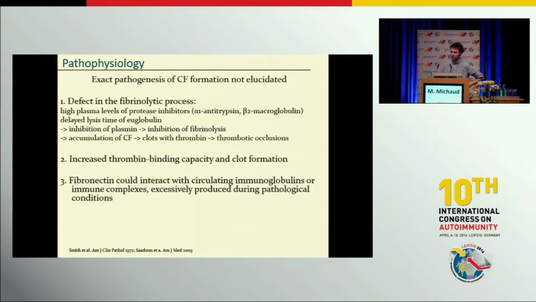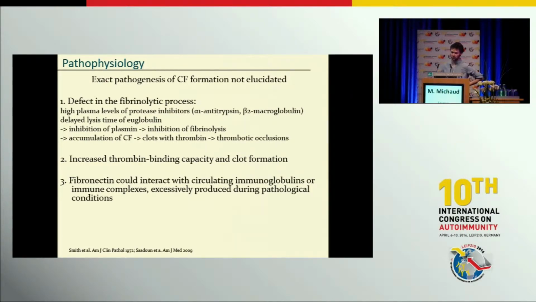The exact pathogenesis is not fully elucidated. The main explanation is a defect in a fibrinolytic process. In these patients, high plasma levels of alpha-1 antitrypsin and beta-2 macroglobulin and delayed lysis time of globulin have been observed. We think that therefore there is an inhibition of plasmin, an inhibition of fibrinolysis, an accumulation of CF that clots with thrombin and leads to thrombotic occlusions.